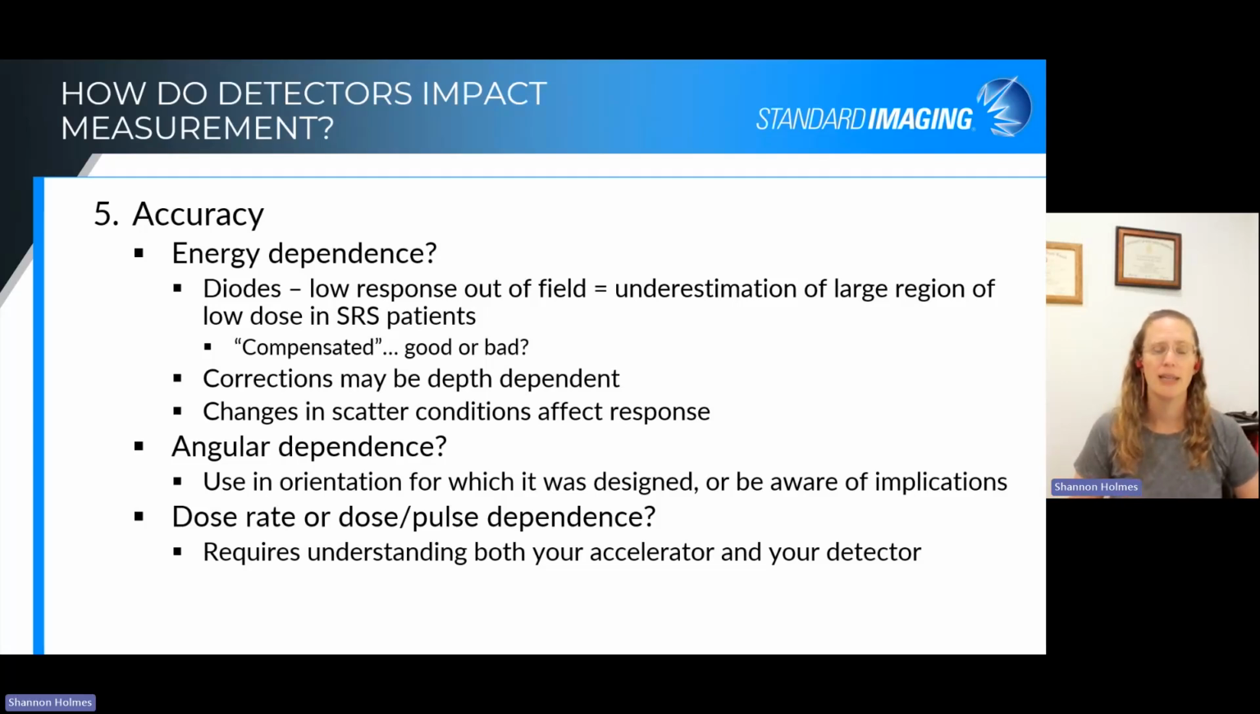readings are accurate. Some detectors, particularly ion chambers for this one, but other detectors can have dose rate or dose per pulse dependencies. If you're moving into the FLASH realm, dose per pulse becomes a crazy topic, but there are some dose per pulse dependencies that can happen just with a standard FFF linear accelerator as well. So this requires an understanding both of your accelerator and of your detector. Does my detector have dose per pulse dependencies or dose rate dependencies? And does my accelerator turn up the pulse rate in order to give me a higher dose rate, or is it actually changing the dose per pulse that comes through?